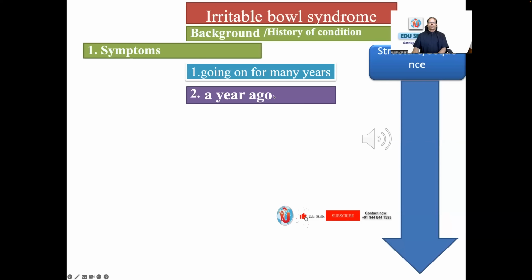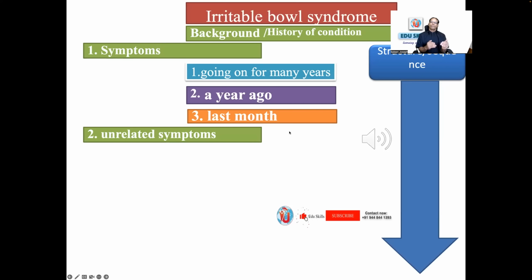The irritable bowel syndrome, symptoms, going on for many years, a year ago, last month. Symptoms are divided into different chronological expressions. The first says many years, then a year ago, then last month. Definitely that will lead you to the answer. The chronological expressions, I said, are always a particular thing where you can locate the answer, or which will guide you to the answer. And you see symptoms, unrelated symptoms, the negative expression being used. So there they will definitely be speaking about symptoms which are related and unrelated. So you should be able to distinguish between related symptoms and unrelated symptoms.